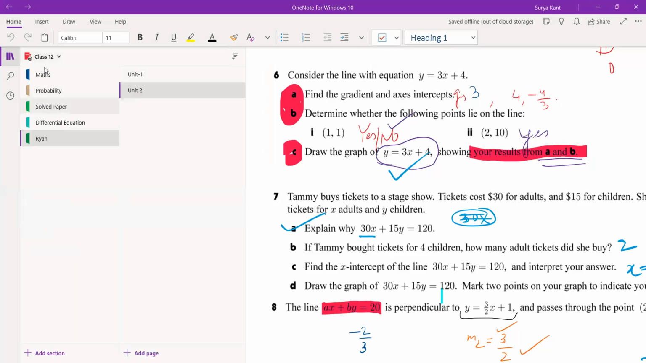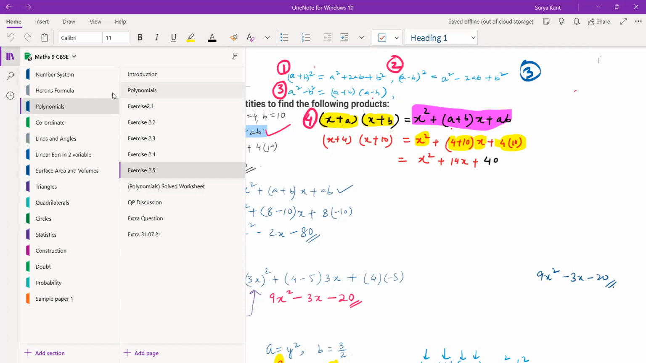Which questions are left? Rikshit, how many questions are still left? All of you on the camera now. Yes, sir, just a second.